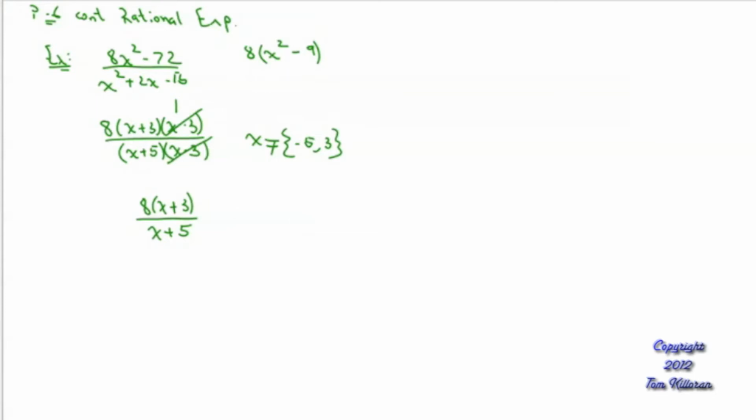All right, so that's simplifying rational expressions. What about multiplying them? It's the same as division, so I'm going to cover it all in one fell swoop. How do you multiply fractions? Well, if you have a over b times c over d, how do you multiply this?